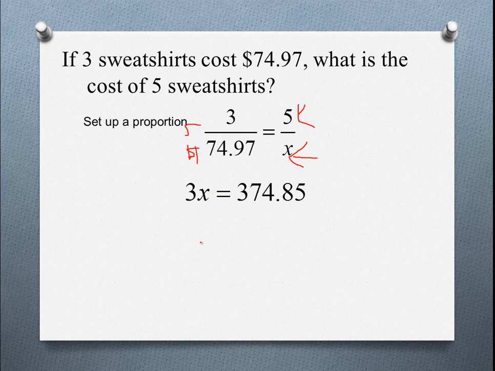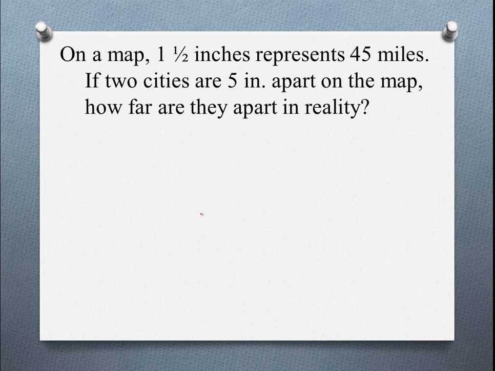I'm going to do what next? Divide both sides by 3. And you get x is $124.95. Now something you should also do when you're doing word problems is ask yourself, does that sound reasonable? 3 shirts, $74.97, 5 sweatshirts, yeah, that sounds reasonable. Okay, I'd like for you to do this one on your own in your notes.